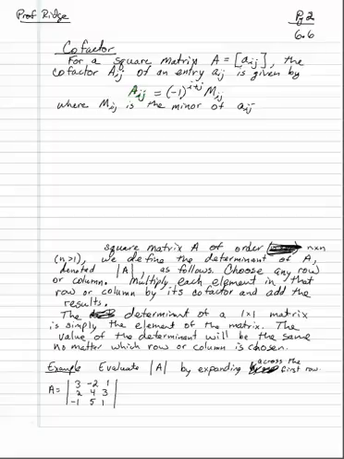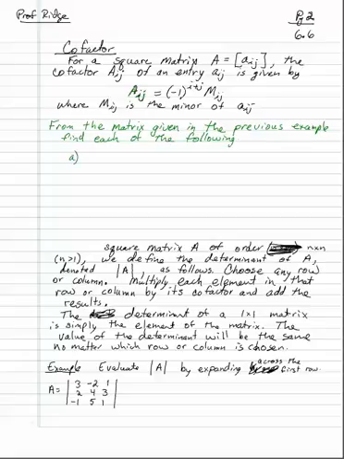Alright, let's try one of these. From the matrix given in the previous example, find each of the following. Let's find the cofactor A sub 2,1. That's going to get us negative 1 to the 2 plus 1 times M 2,1, which is negative 1 to the 3, and negative 1 to an odd power is negative.